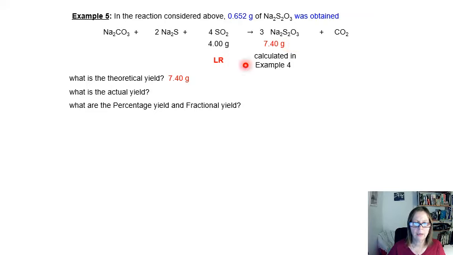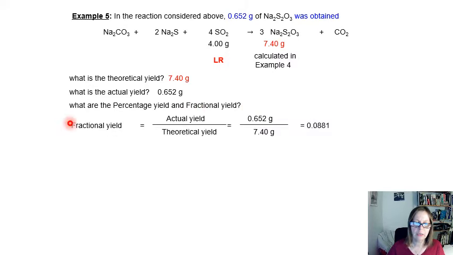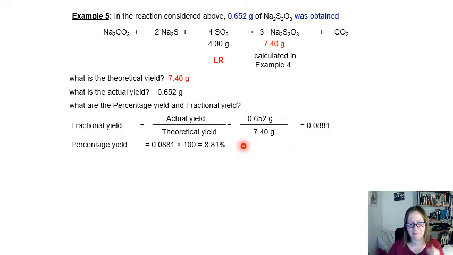What is the actual yield? It is what we actually isolated when we did the reaction, 0.652 grams. What is the percent yield and fractional yield? The fractional yield is the actual yield, 0.652, divided by the theoretical yield, 7.40, so it's 0.0881. And the percent yield is the fractional yield times 100, so 8.81%. You see that this is really a very poor reaction. I wouldn't like my students to have such a poor reaction in my lab.